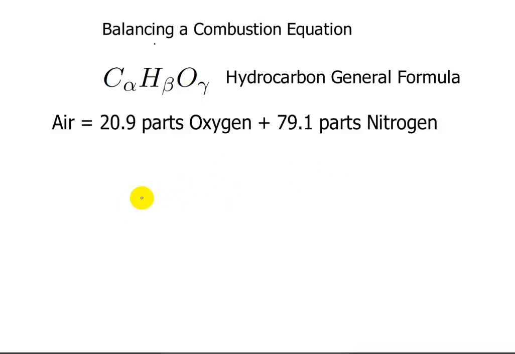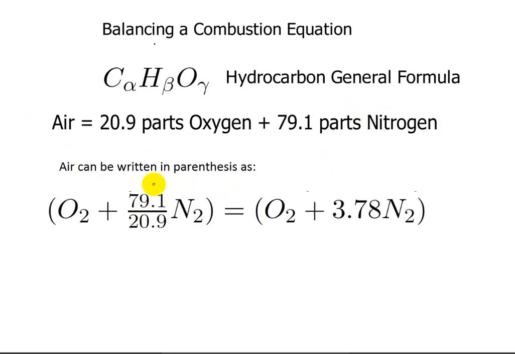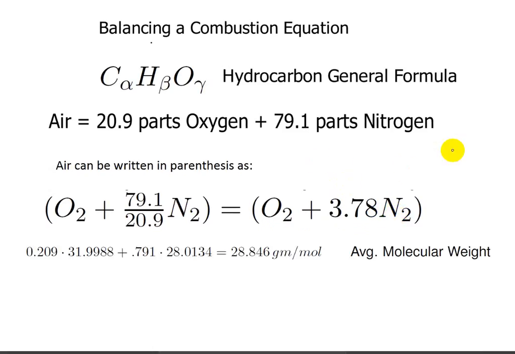Air is composed of 20.9 parts oxygen and 79.1 parts nitrogen. It can be written as 1 molecule of oxygen plus 79.1 over 20.9 parts nitrogen, which, if you just do the arithmetic, is going to be 1 oxygen molecule, 1 O2, and 3.78 N2 molecules. To obtain the average molecular weight, you take the fraction of oxygen times the molecular weight of oxygen plus the fraction of nitrogen times the molecular weight of nitrogen.